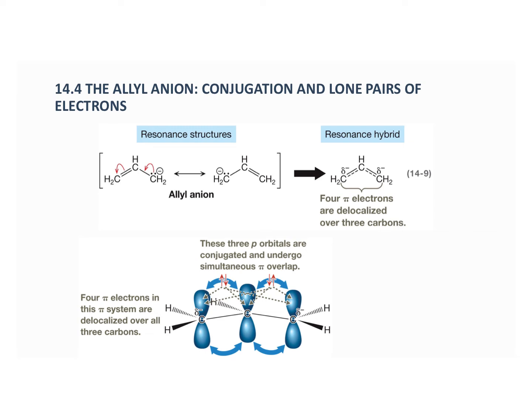So each carbon must contribute a valence p orbital in the same pi system, and that only occurs if all 3 carbons are sp2 hybridized. Now, because converting from one resonance structure in the allyl anion to the other requires moving 4 electrons, we can see that the allyl anion's pi system also has 4 electrons.